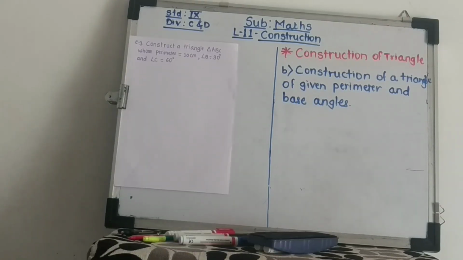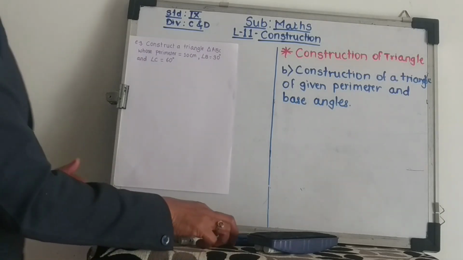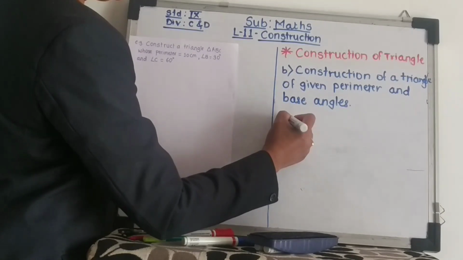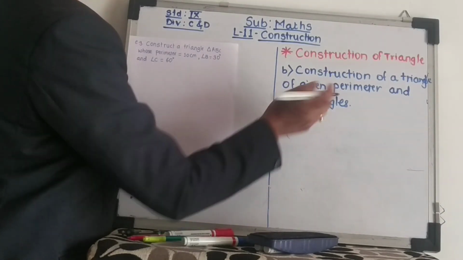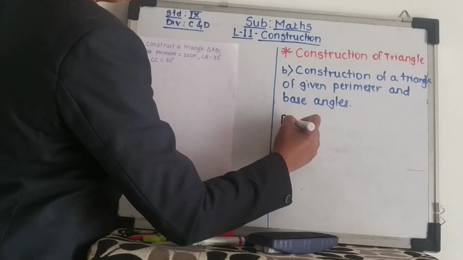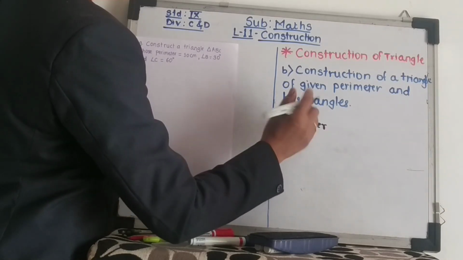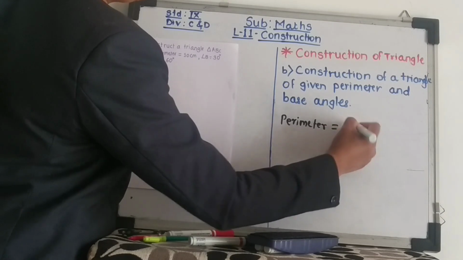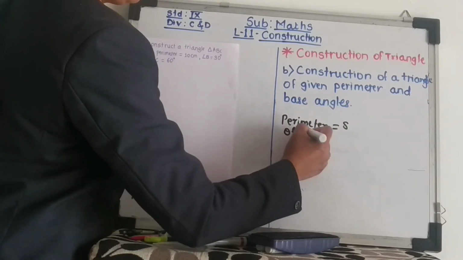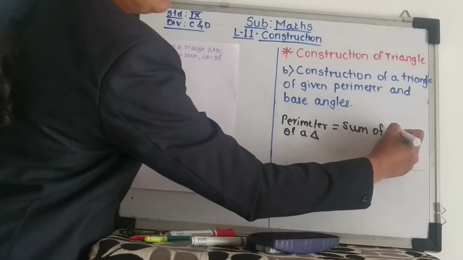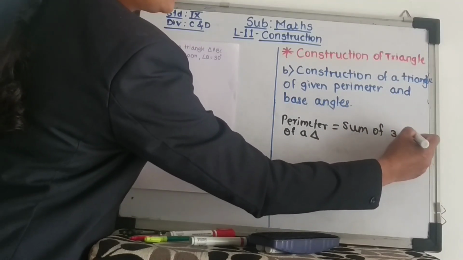See here, construction of a triangle of given perimeter and base angles. So given perimeter is nothing but the sum of all sides of a triangle. So I'll write here perimeter equals perimeter of a triangle equals sum of three sides.